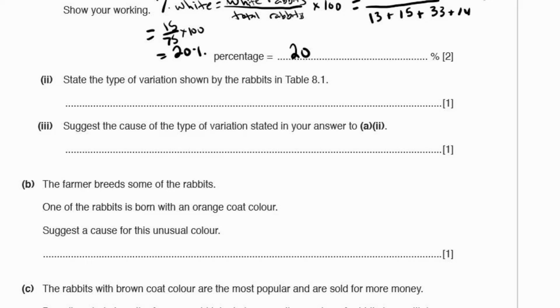2. State the type of variation shown by the rabbits in table 8.1. Okay, so we have different categories rather than a nice smooth continuum. So this is discontinuous variation. All right, and 3 suggests the cause of the type of variation stated in your answer to A1. Okay, well, discontinuous variation is caused solely by genes that are inherited.